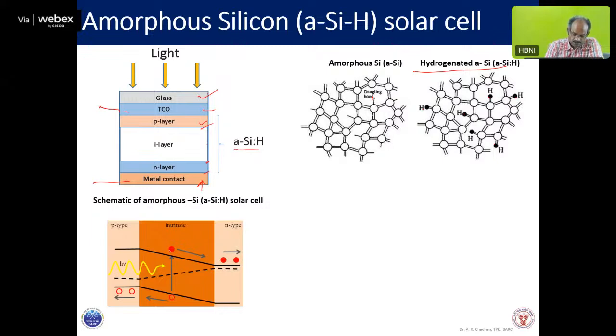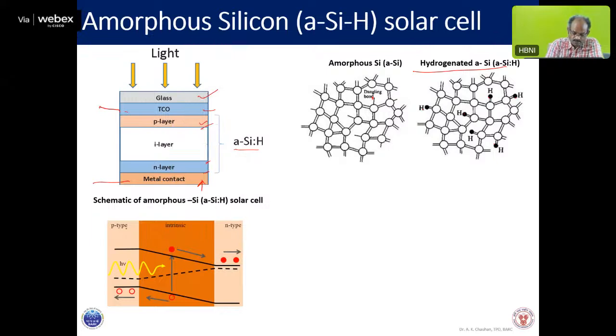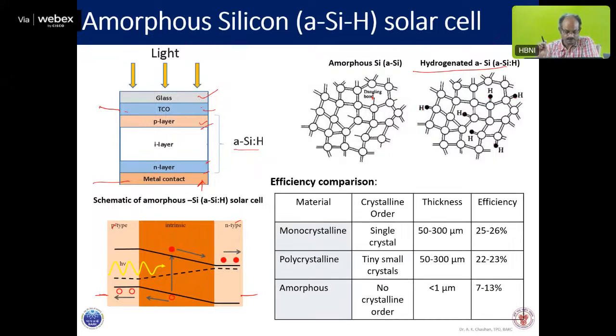Working: a photon falls and an electron and hole pair is generated, and because there is a p-type and n-type material, a built-in potential is generated. Then the electron travels this side and the holes travel this side, and there are ohmic contacts made using TCO and metal, and these are collected and the current flows through the circuit.